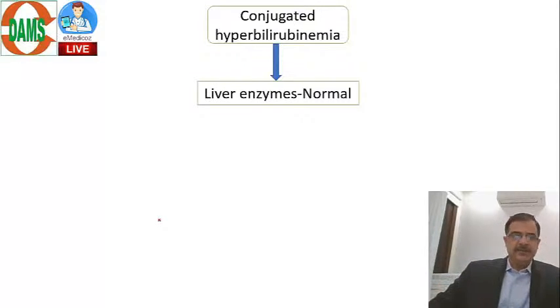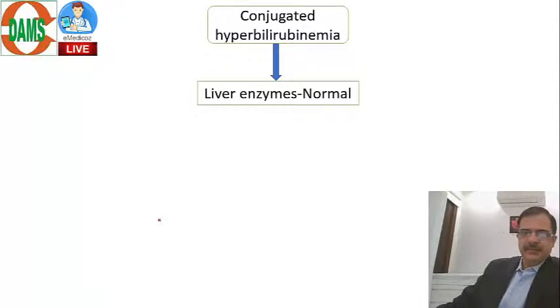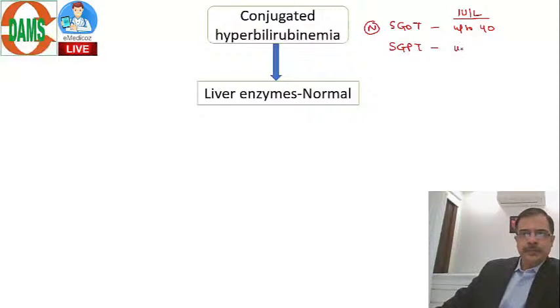And very importantly, for normal liver enzymes, you should know the normal values for these enzymes. The normal value for SGOT, and I am taking it in international units per liter, is up to 40 international units per liter. That is a normal value. While the normal value of SGPT, most of the textbooks say, is also up to 40.